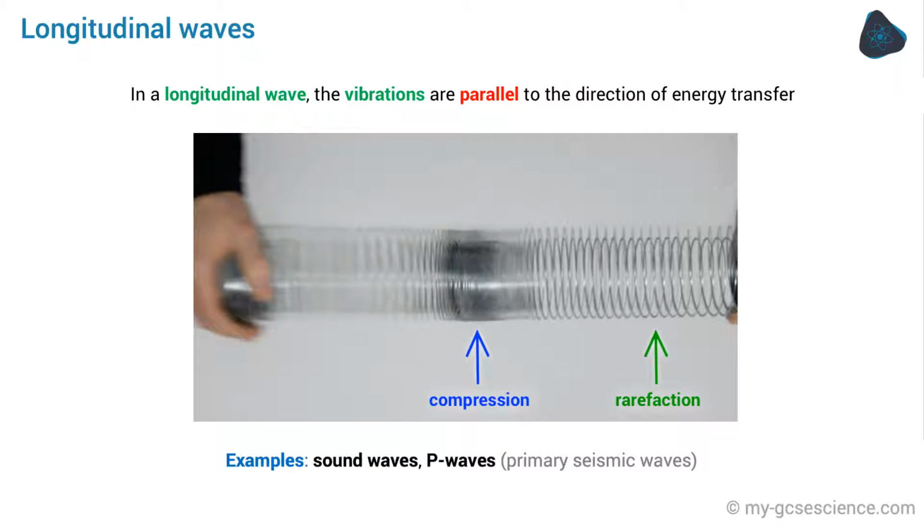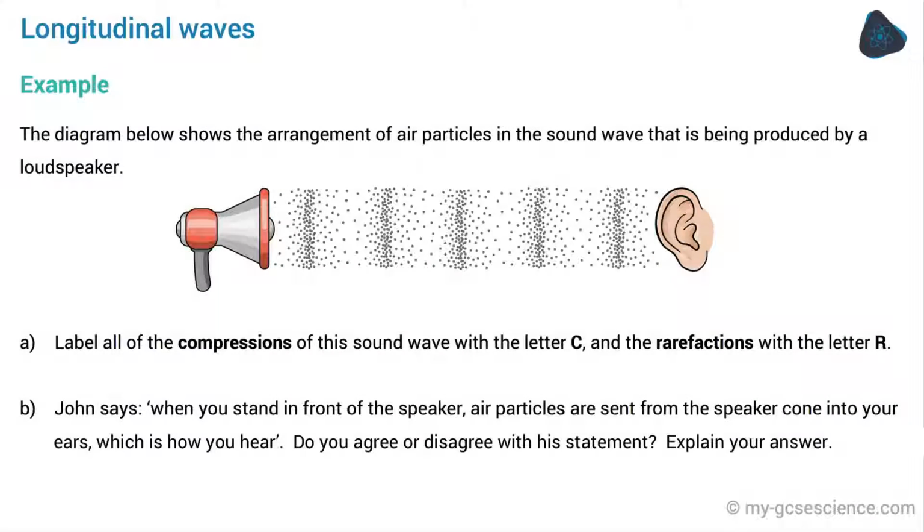Sound waves are the most common type of longitudinal wave, so we'll take a closer look at how they work in a quick example. In part A, we know that the compressions are where the particles are more bunched up, and the rarefactions are where they're more spread out, so your labels should look like this.